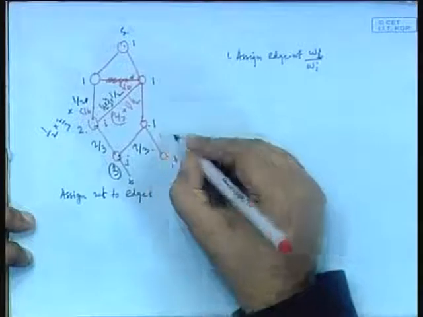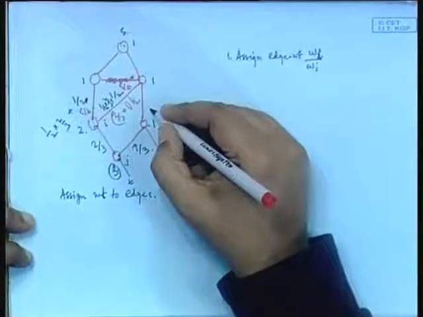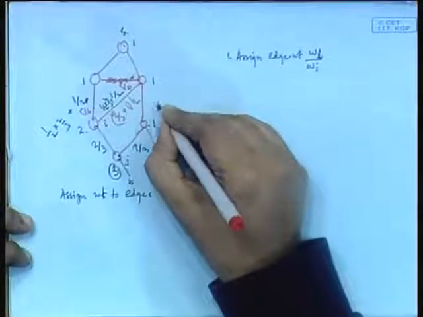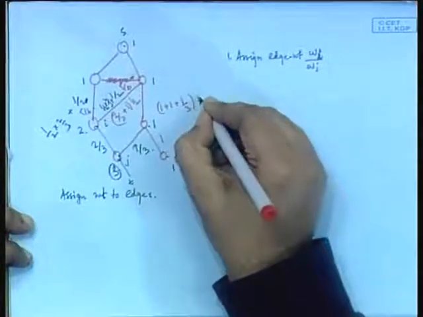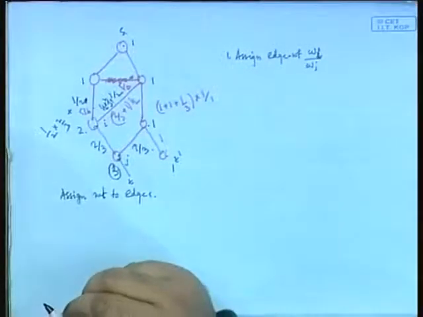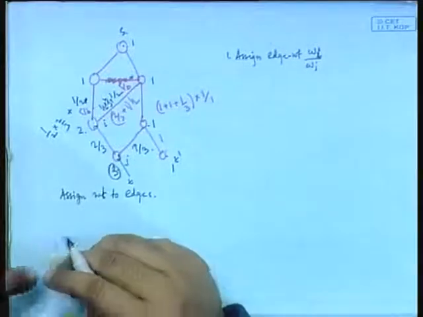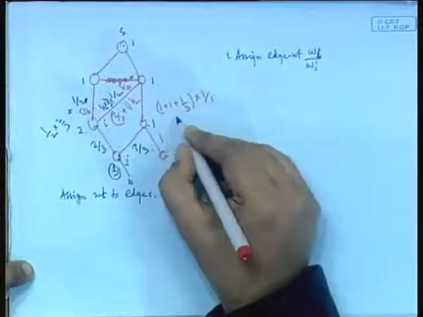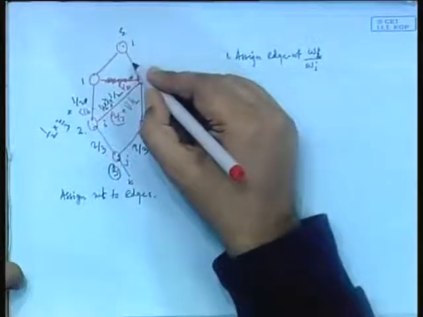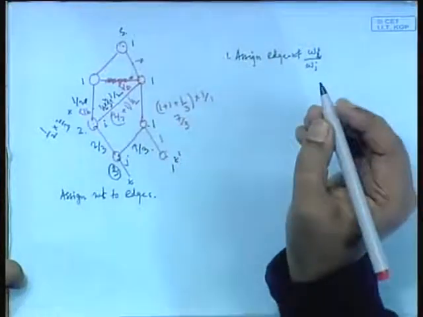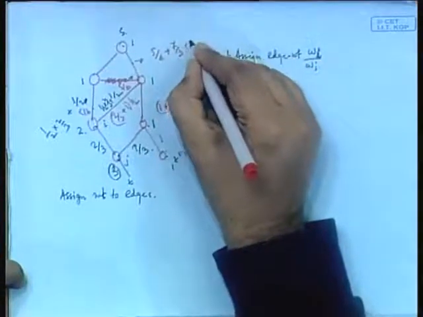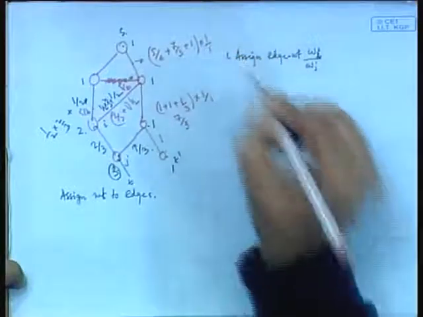This is 1, this becomes then, tell me, 1 plus 1 plus 1 by 3 into 1, 1 by 1. Am I clear? So, this is 7 by 3. So, this becomes 7 by 3. So, what will this be? Let us calculate this value. 5 by 6 plus 7 by 3 plus 1 into 1 by 1.